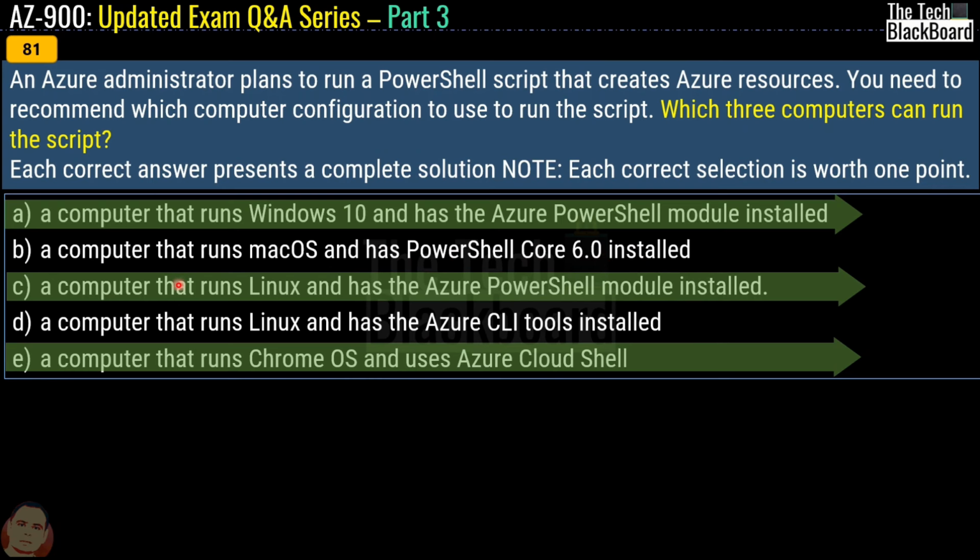Moving on with option C, which is a correct option. Here we have Azure PowerShell module installed and thus we can run the script. Coming to option D, here we have Linux and we have Azure CLI. This combination itself is not enough to run the script. And then we have option E, which has Chrome OS and uses Azure Cloud Shell. From the Azure Cloud Shell, you can easily execute Azure PowerShell cmdlets. So these were the reasons why we have chosen option A, option C, and option E.